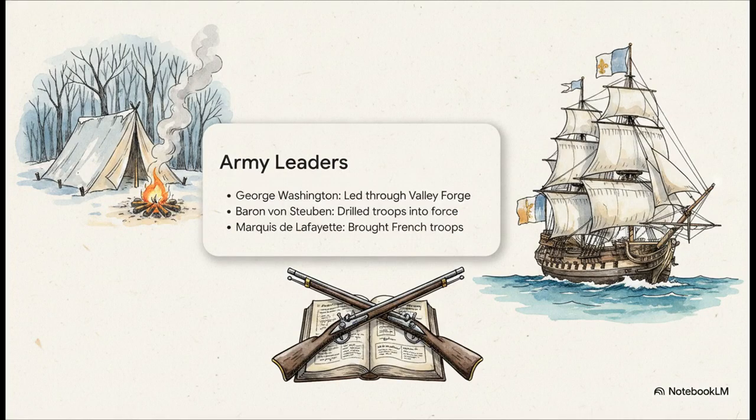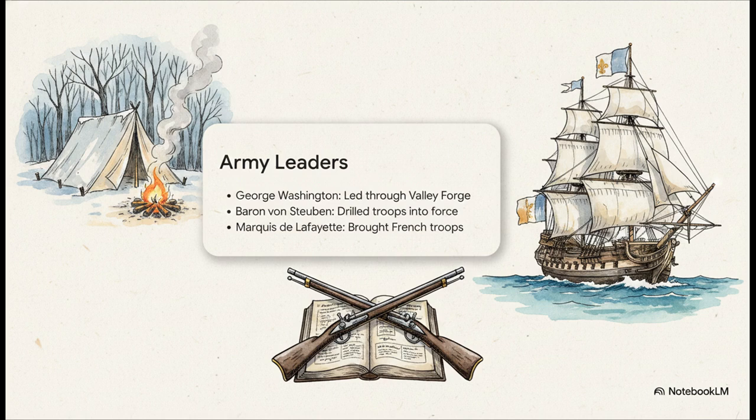Of course, pulling this off required some absolutely extraordinary leadership. General George Washington managed to hold a ragged revolutionary army together through brutal, devastating winters at Valley Forge. It was there that Baron von Steuben, a Prussian officer who famously cursed at the troops in multiple languages, drilled the men into a highly disciplined fighting force.